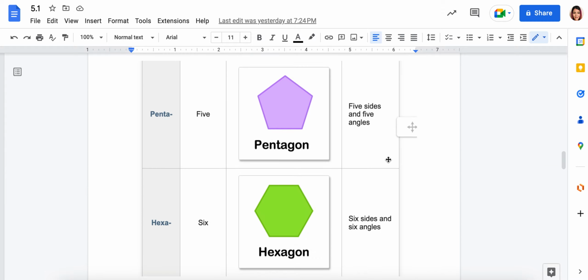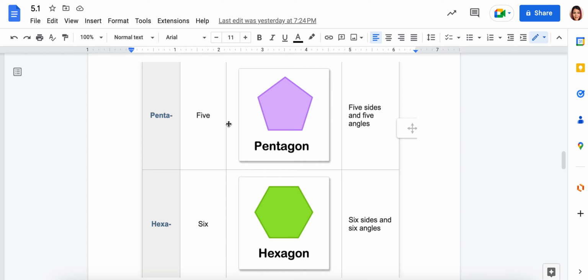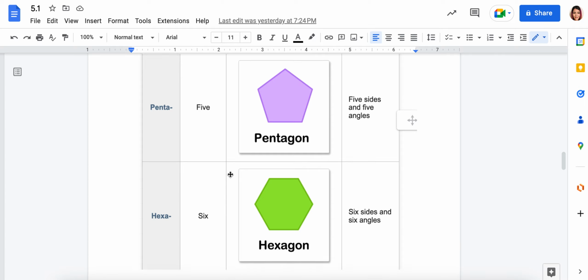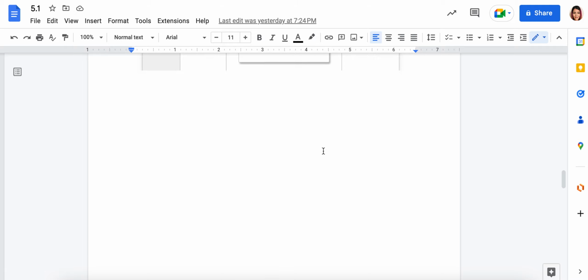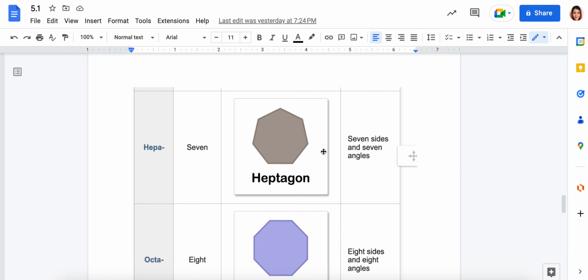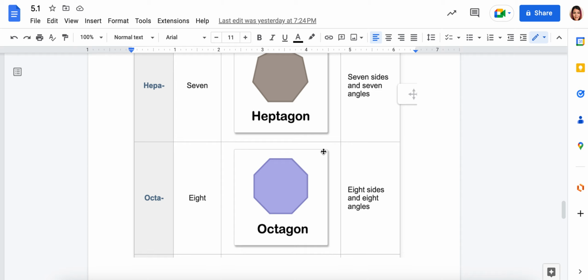Okay, a pentagon. The word penta means 5. So a pentagon is shapes that have 5 sides. Hexa means 6. So hexagon means a shape that has 6 sides. And hepta means 7. So if you have a heptagon, it has 7 sides. And octa, a lot of you know this shape because of stop signs. Octagon has 8 sides. Octa means 8.